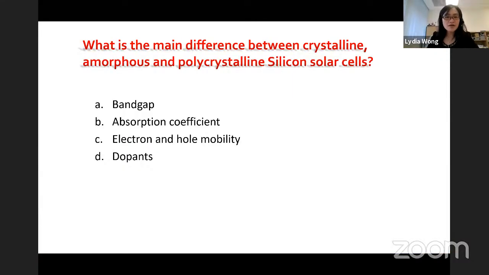Now, can you go to your vocab again? I've told you about crystalline silicon, amorphous silicon, and polycrystalline silicon. All three can be made into silicon solar cells. Now, what is the main difference? Actually, there can be more than one answer here. There can be more than one correct answer. What is the main difference between crystalline, amorphous, and polycrystalline silicon solar cells?